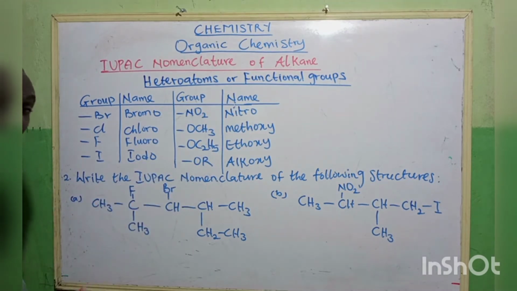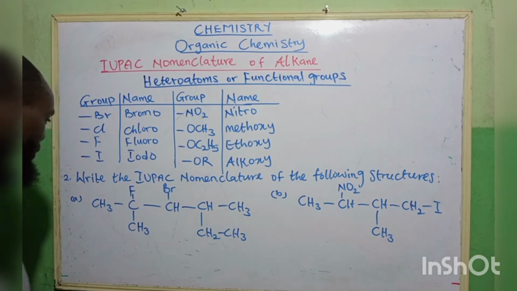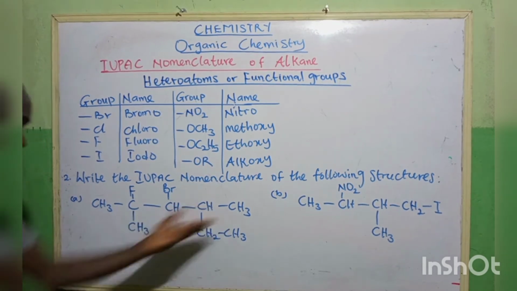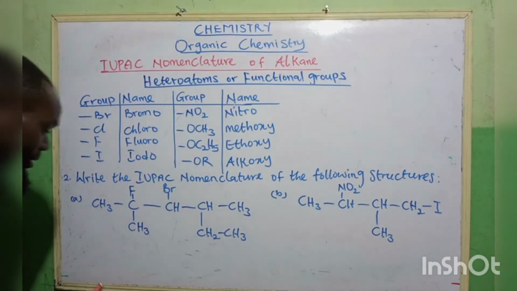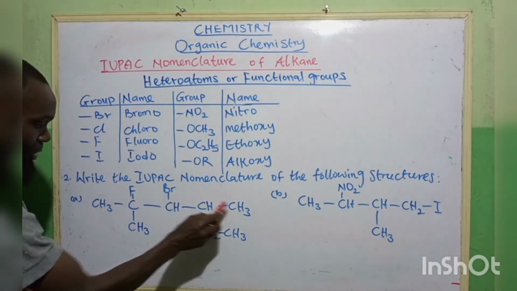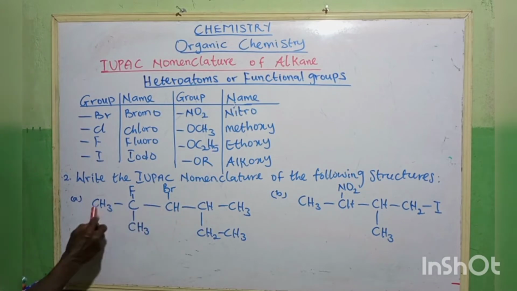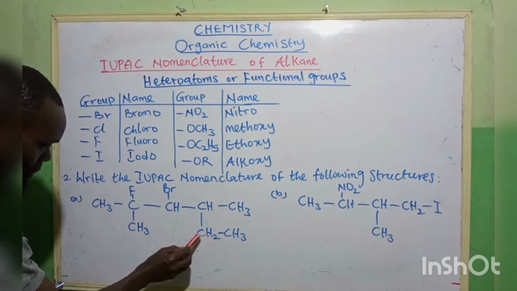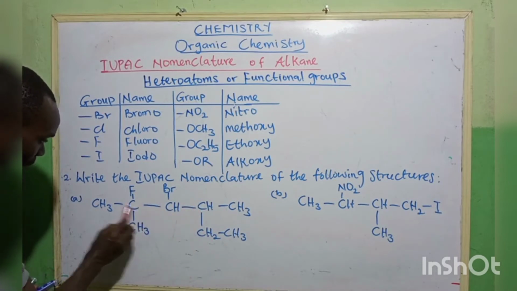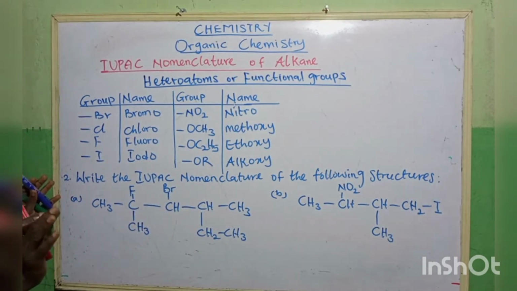Now let's apply it. Write the IUPAC nomenclature of the following structures. A. Now let us try to name this. We consider the longest carbon chain length first. 1, 2, 3, 4, 5. 1, 2, 3, 4. 1, 2, 3, 4, 5, 6. 6 is the longest carbon chain length.